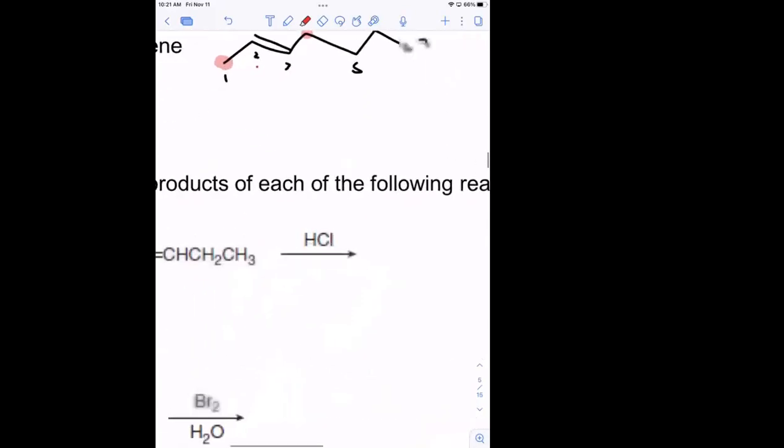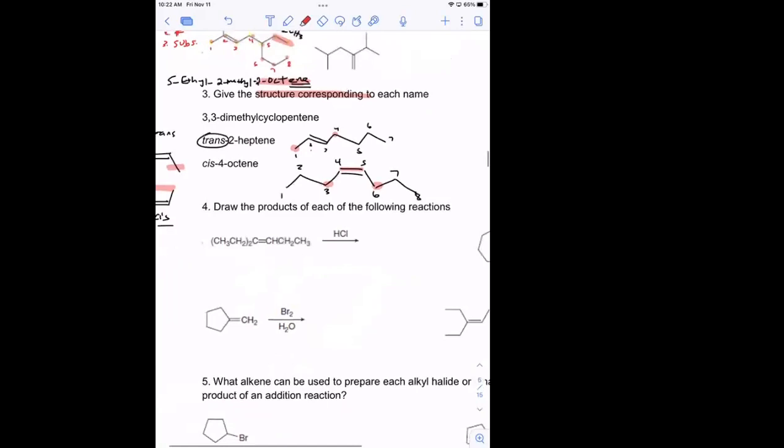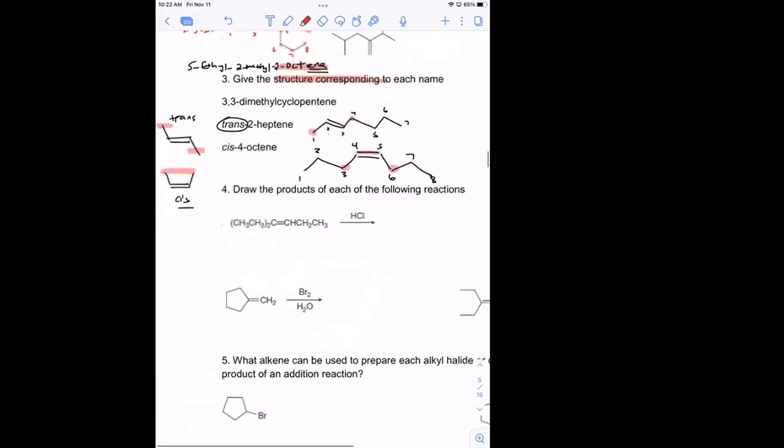So let's do that. Let's draw the double bond first. So this is carbon 4, that's carbon 5. So I'm gonna add carbon 6, 7, and 8. And I'm gonna add carbon 3, 2, and 1. So this is 1, 2, 3, 4, 5, 6, 7, 8. And 2 groups on the same side, so it's cis-4-octene. The trans and cis are an example of what we call stereochemistry.